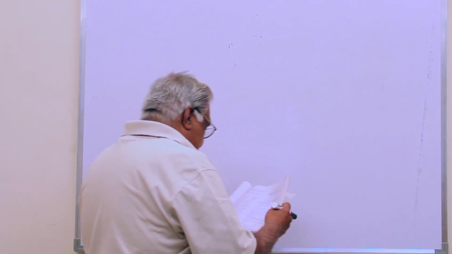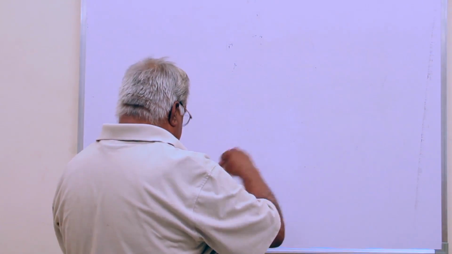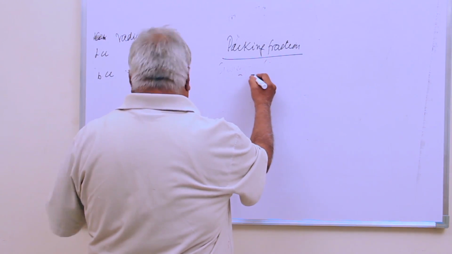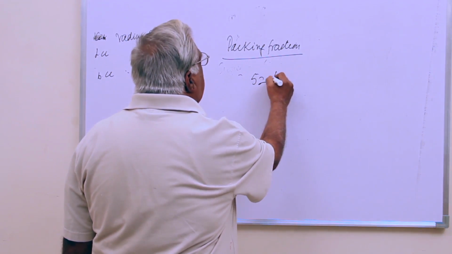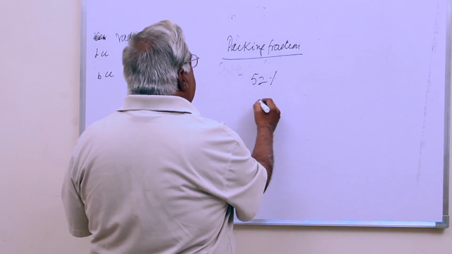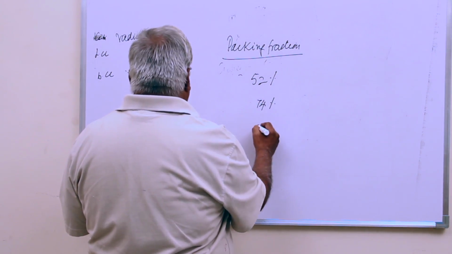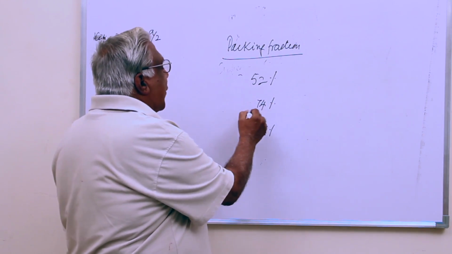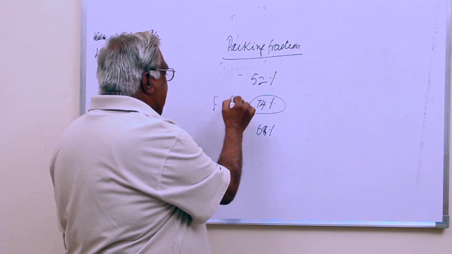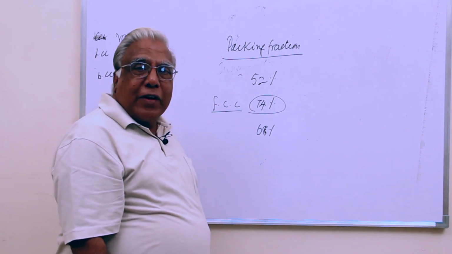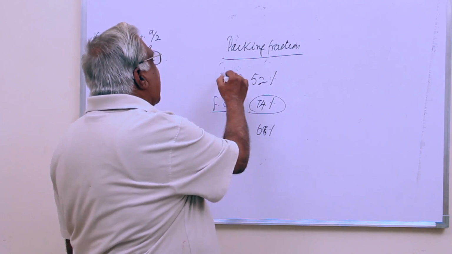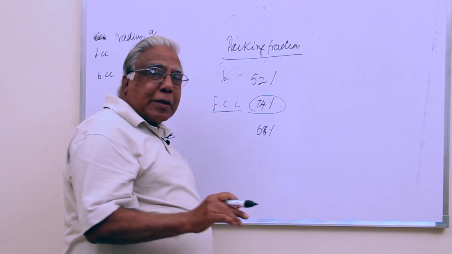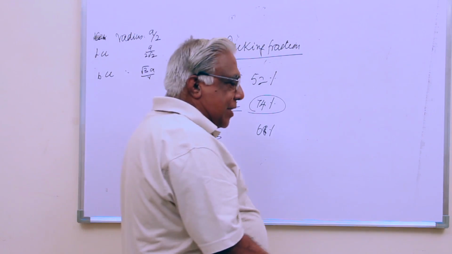For example, we have a primitive unit cell. Say for a simple cubic system, you will find the packing fraction is found to be 52%. And for an FCC it is 74%, and for a BCC it is 68%. So you will find the most efficient type of packing is what we call the face centered cubic, and the least is in the simple cubic system. So packing efficiency is a very important characteristic of a particular crystal.